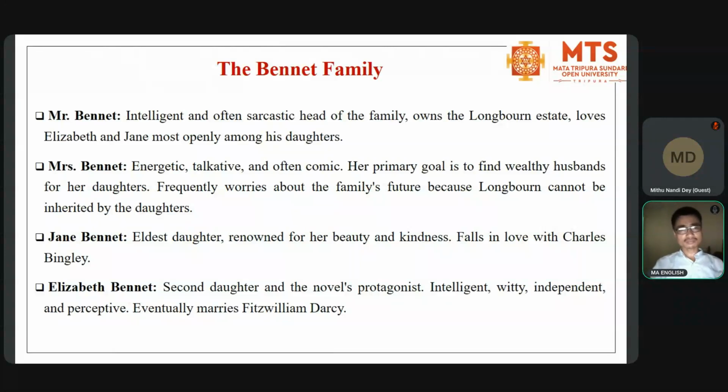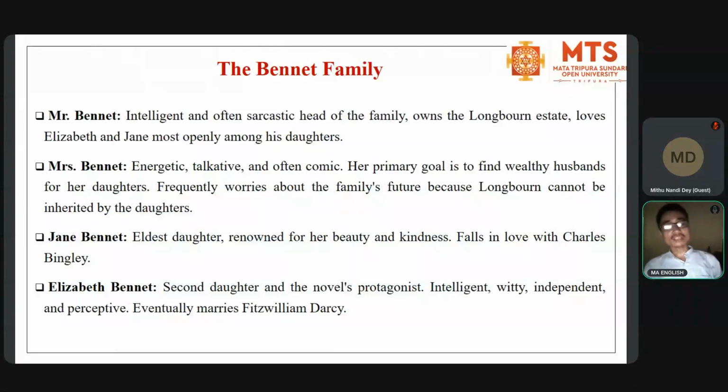He's a very wealthy person. But when it comes to family responsibilities, he's like, okay, whatever happens will happen. Doesn't matter. Mr. and Mrs. Bennett have five daughters, and Mr. Bennett is like, my daughters will do whatever they wish to. I don't have any right to stop them.